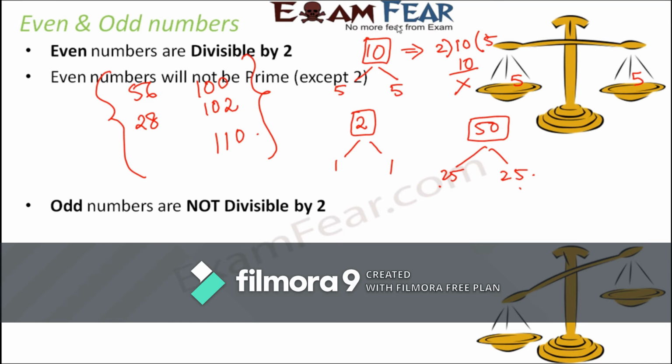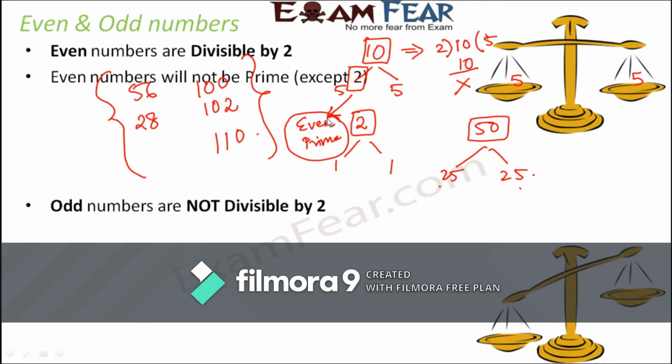Now the only exception to this is the number 2. So 2 is the only number which is a prime number and which is also an even number. So remember this, 2 is the only exception which is an even prime number. Other than that, the prime numbers can only be odd numbers. But again, that does not mean that all odd numbers will be prime numbers. That is also not true.